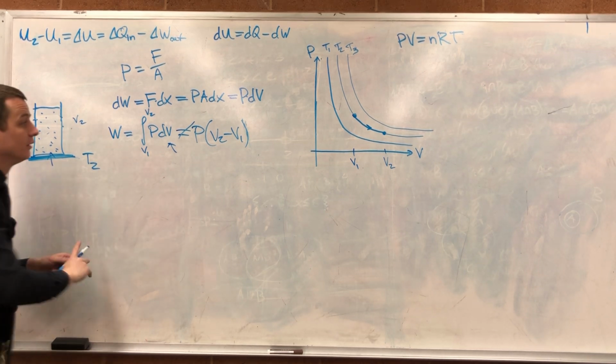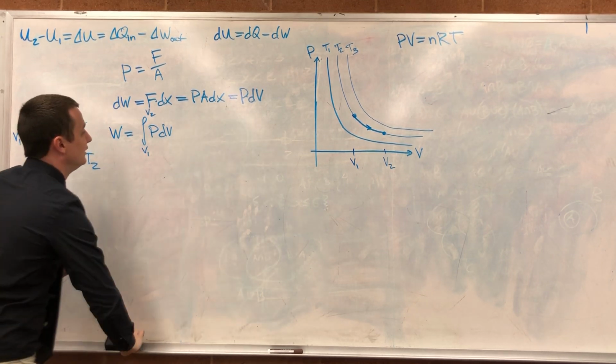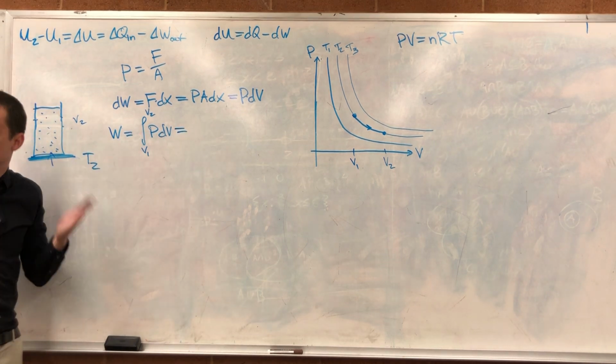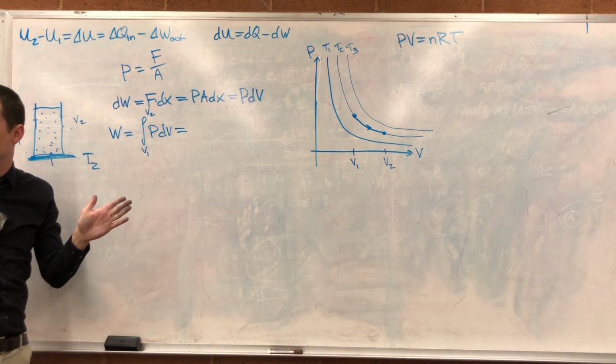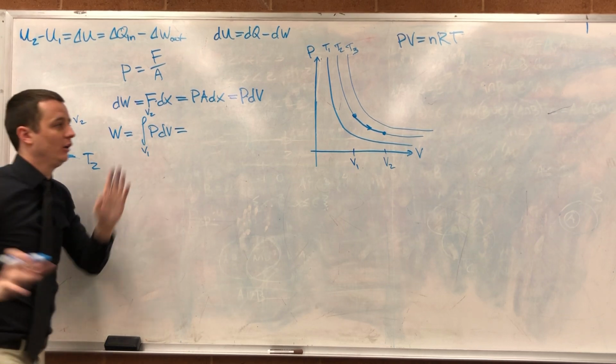So what is it, P squared over 2? Well, don't just shoot in the dark. That's the integral of it. You don't know what the integral of this is because you need to get rid of that P. You need to rewrite P in terms of V, because pressure is not a constant. It's a variable.